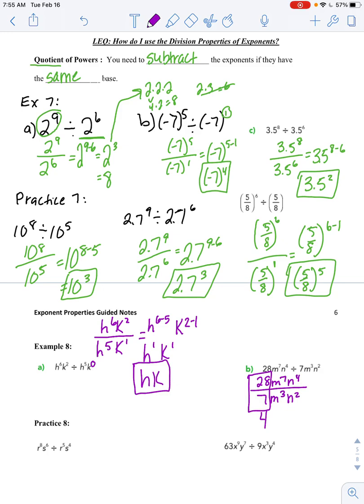Then we'll go to our m's. So we have m to the 7 minus 3, and then n to the 4 minus 2. So our final answer is 4, m to the 4th, n to the 2nd. Okay, again, when you see two numbers stacked on top of each other, you could go ahead and divide that. Okay, so go ahead and try the two practice problems. R to the 8th times s to the 6th divided by r to the 5th times s to the 4th. And then 63 times x to the 9th times y to the 7th divided by 9 times x to the 3rd times y to the 4th.